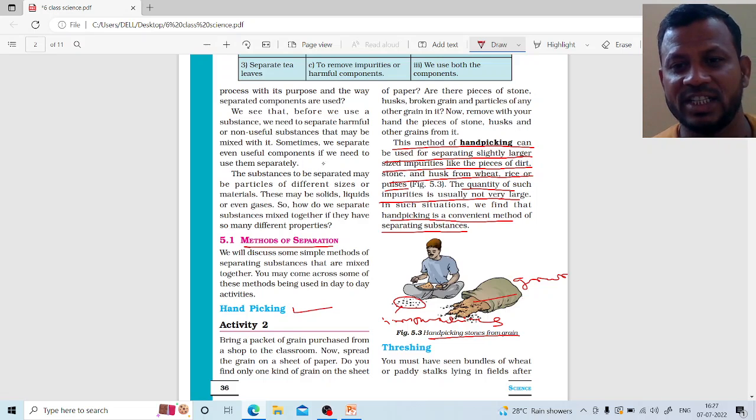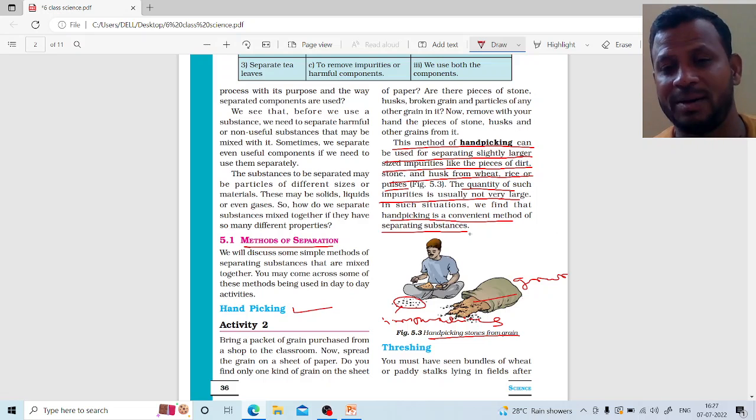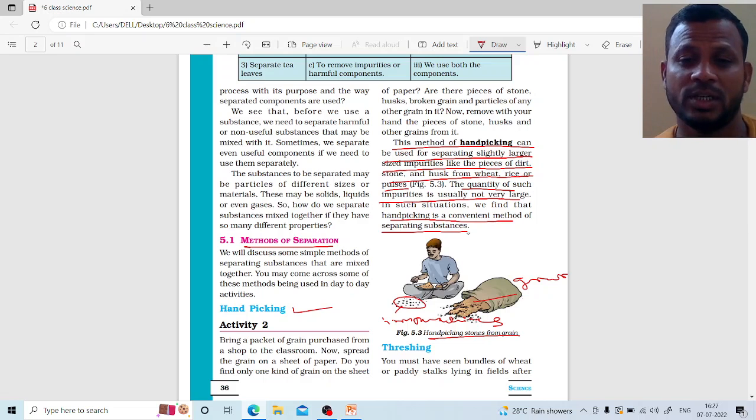This activity is done by our mother, sister, grandmother, elder mother. Right? Before they cook the food, they separate the impurities by using the hand method. You can see in this picture, the person is separating the grains from the impurities. Okay.